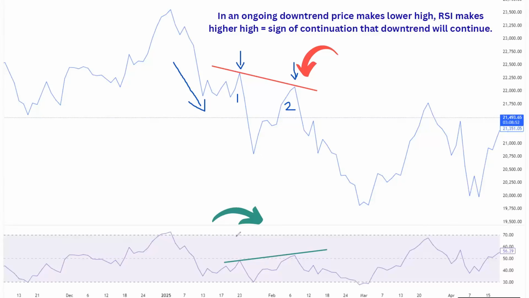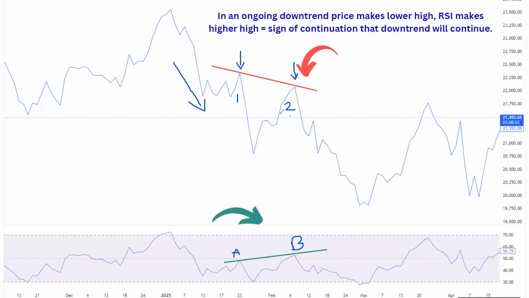a very, very easy way to understand that we are in a downtrend. But if we compare the same number 1 and 2 with A and B in RSI, it is different. B should actually be lower than A. Why? Because most of the time price will move with the RSI, but this time it makes a higher high than A. B makes a higher high than A in RSI.